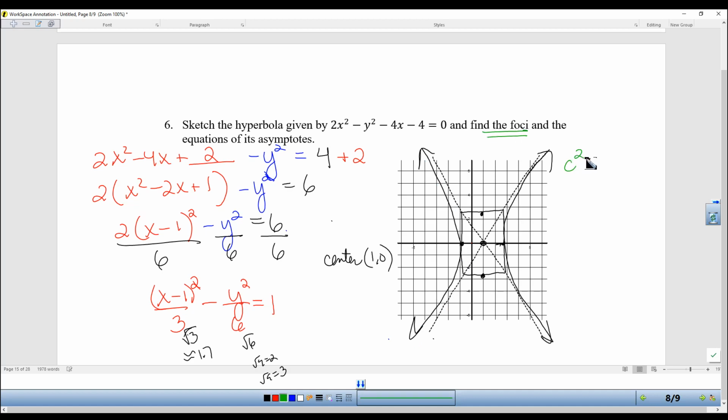They do, as before, want the foci. So I'm going to use c squared is equal to 3 plus 6. C squared is equal to 9. C is equal to 3.